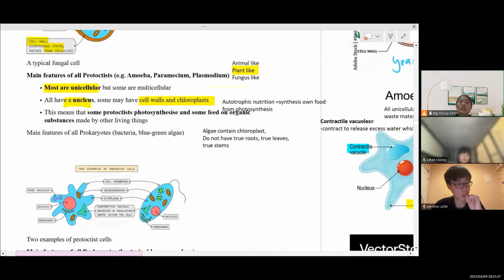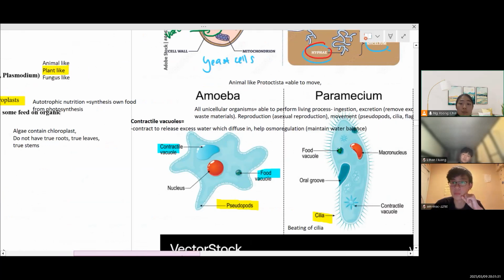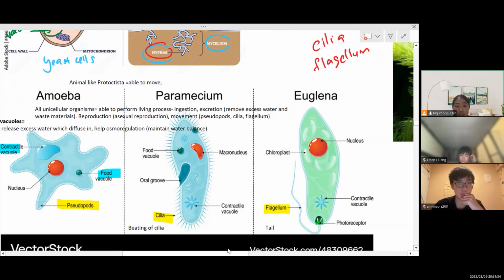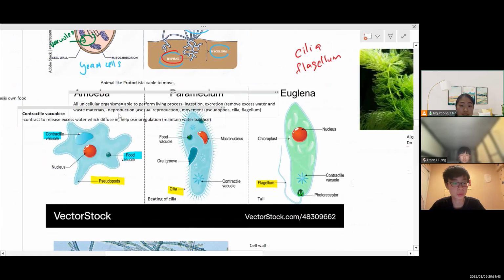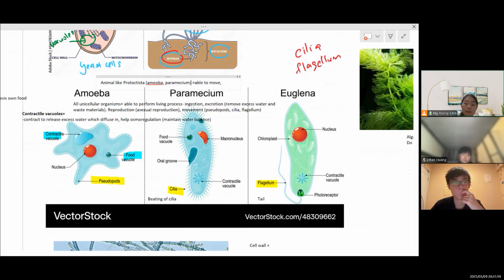Okay, so just now we talked about the plant-like protists, right? Now we talk about the animal-like protists. You can see there's an amoeba, paramecium, and euglena. Amoeba and paramecium are referred to as animal-like protists. They belong to animal-like protists.